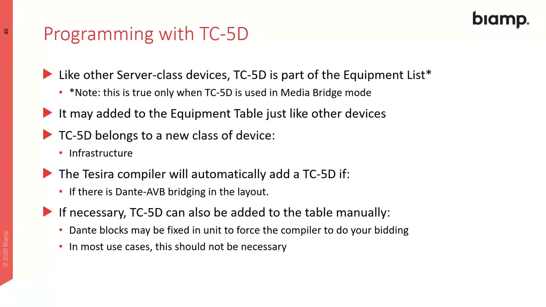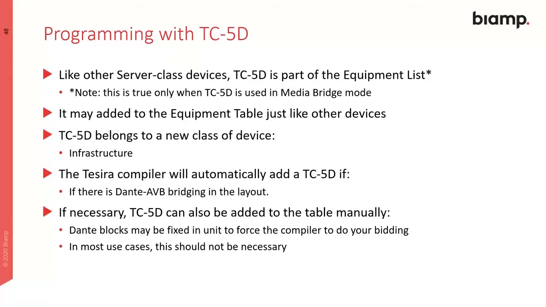If necessary, the TC5D can be added to the table manually. So once you have a specific system that you want to work out, you can simply go to the equipment table, add a device selected as infrastructure, and make sure to select the TC5D. Or you can force the compiler to have the Dante block fixed in the unit, to force the compiler to choose the TC5D, not, for example, a Tesira Forte Dan.